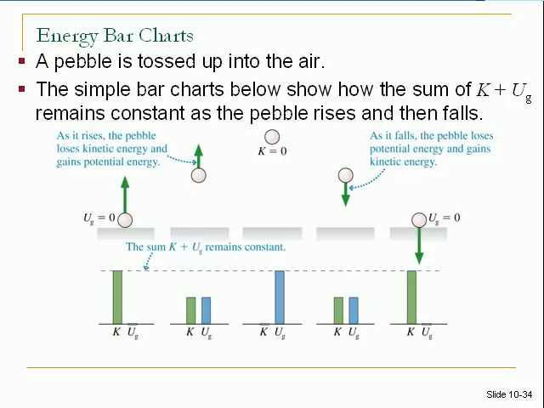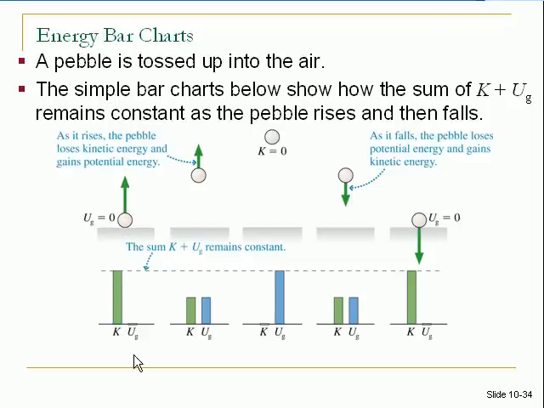So let's look at another example. We have a pebble being tossed into the air, and we're going to show some energy bar charts to indicate what's happening with the forms of energy. Initially, the object is launched from the ground. Since the ground is no height, we'll call this zero gravitational potential energy.